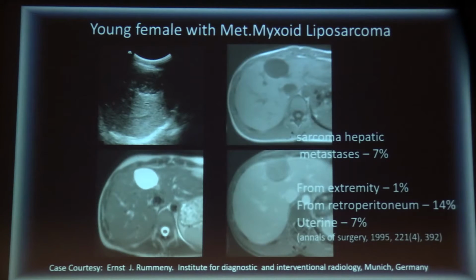Now, metastases from sarcoma to the liver are very rare. They are seen in 7% of the cases. If arising from the extremity, they are seen in 1%, and if arising from the retroperitoneum, they are seen in a higher percent.